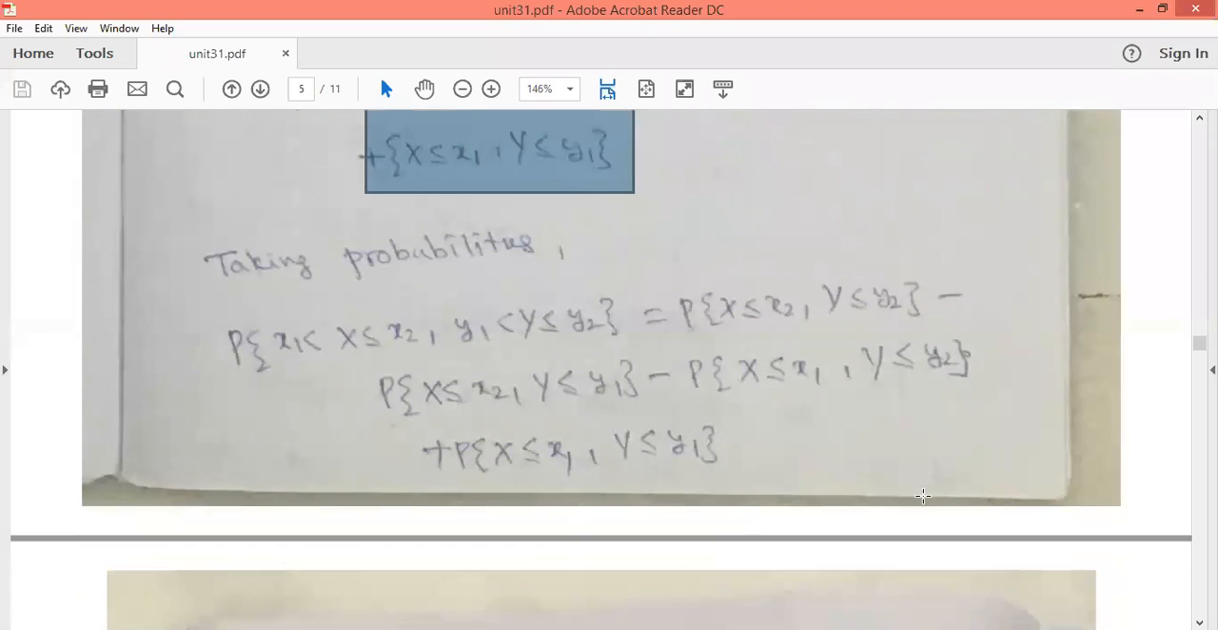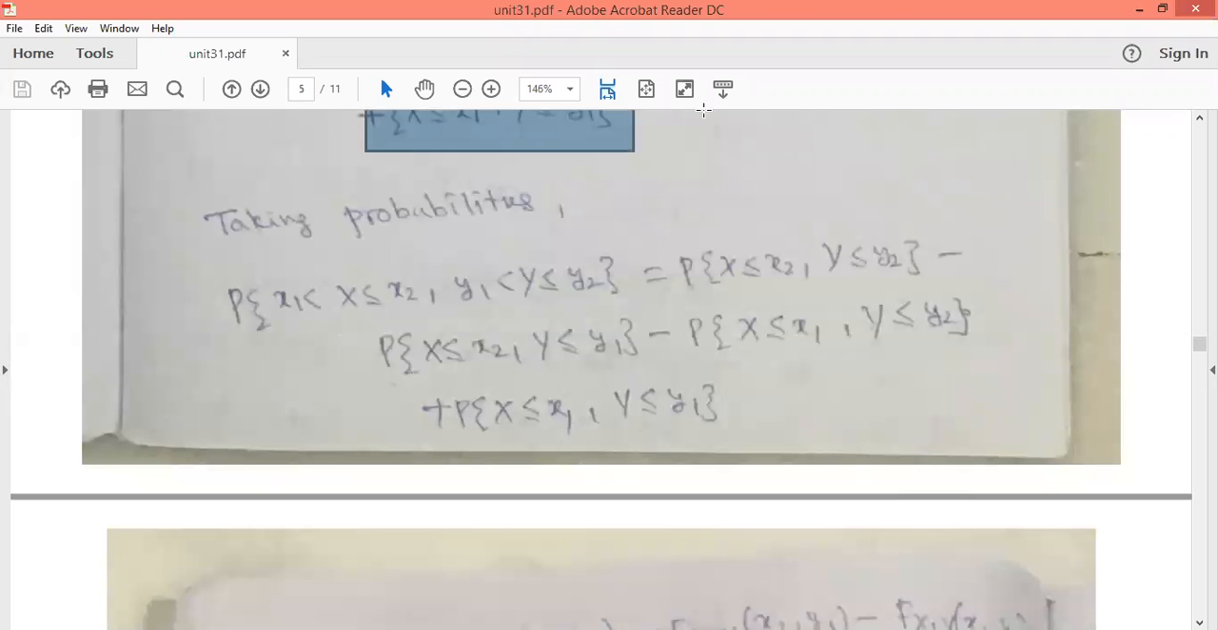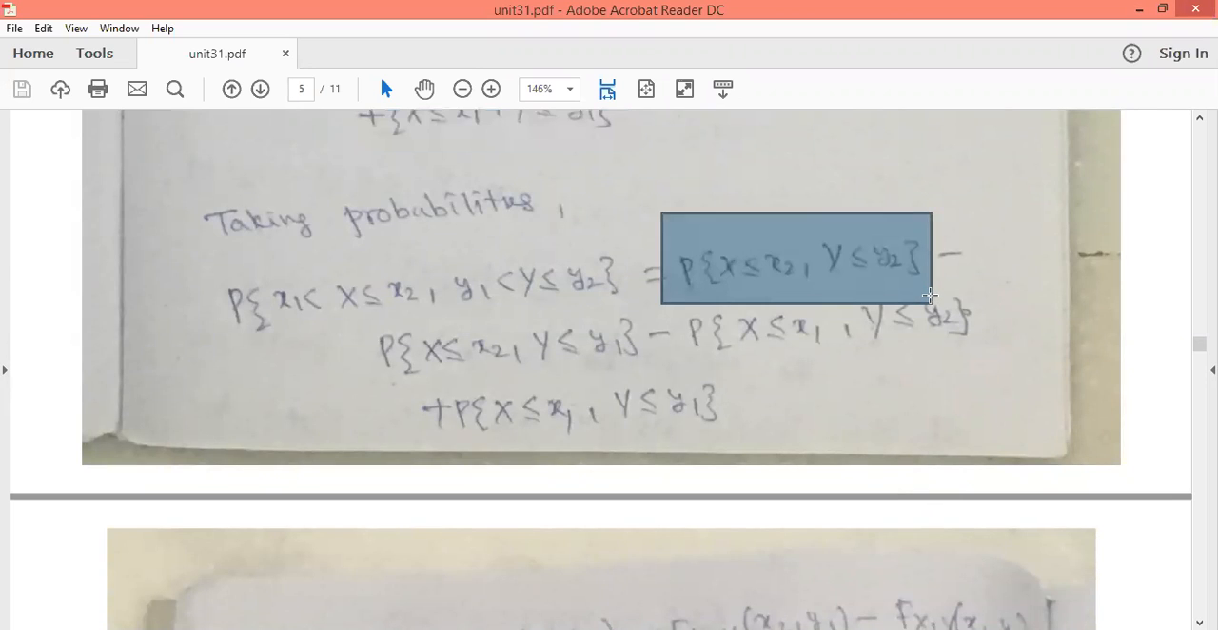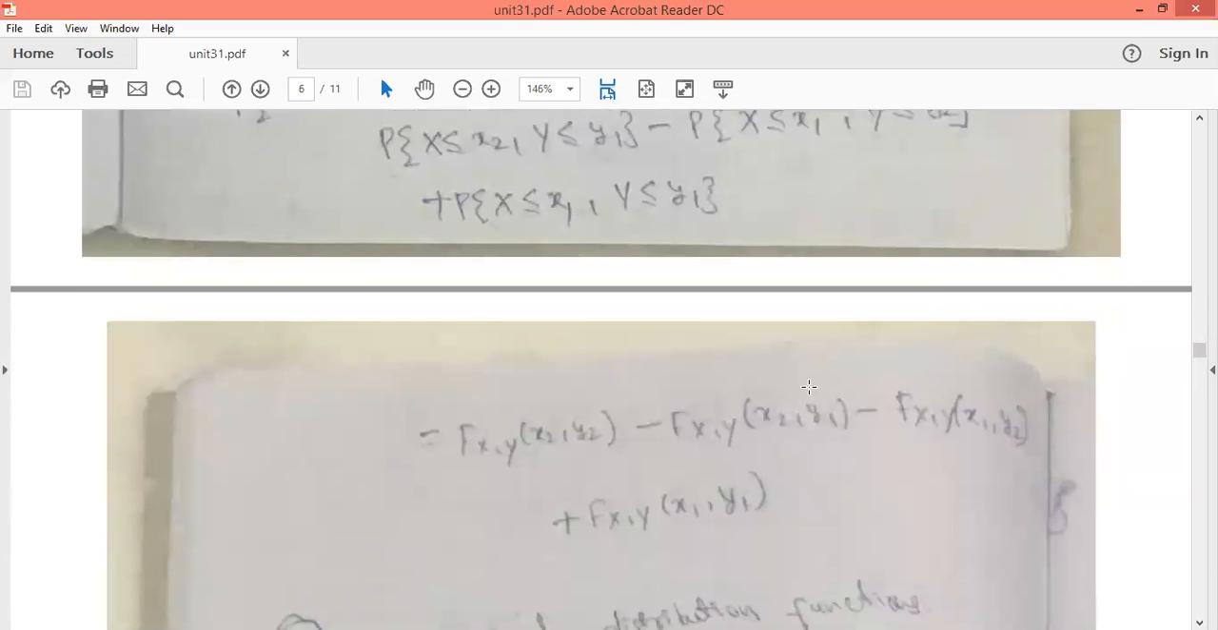Okay, so we are getting like this. Now we know that what is this? Probability of x less than or equal to x2, y less than or equal to y2 is nothing but what? It is the joint probability distribution function at x2 comma y2.